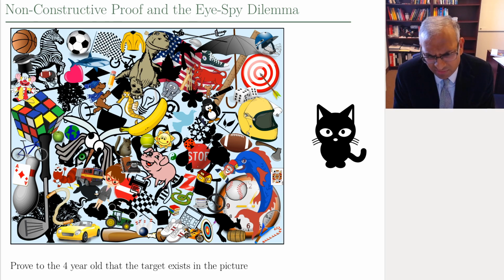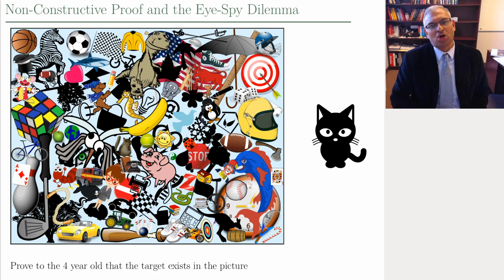And you might wonder, well, really, is this a useful concept? Well, certainly to show that the cat exists in this picture is useful for me if I'm trying to convince the 4-year-old. But what about in real practice in computer science? Well, yes, it's a very useful concept.